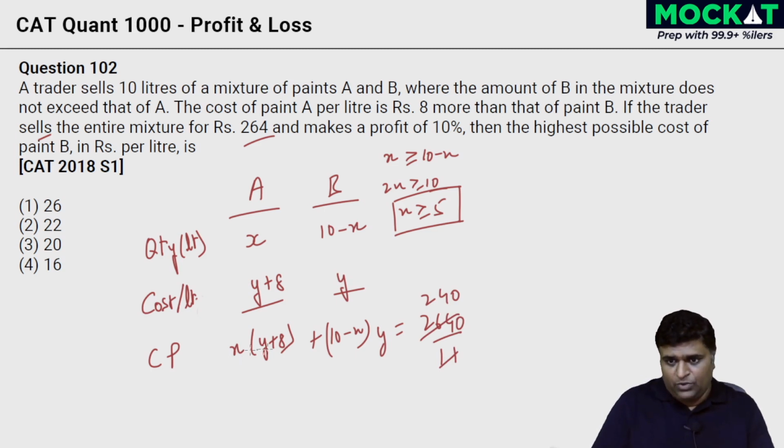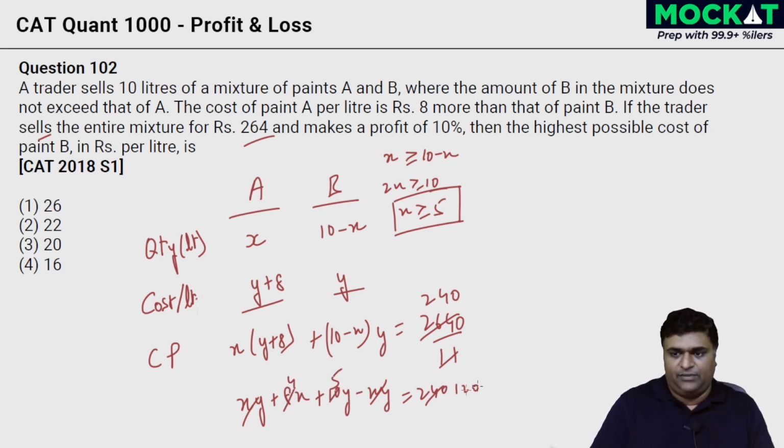240 there. What do we get here when we expand this, xy plus 8x plus 10y minus xy? Xy and xy are cancelled, and we get 240. Okay. We can further divide all of them by 2, and I get a 120 and a 4 and a 5. 4x plus 5y equals 120. Let me write this over here. 4x plus 5y equals 120.